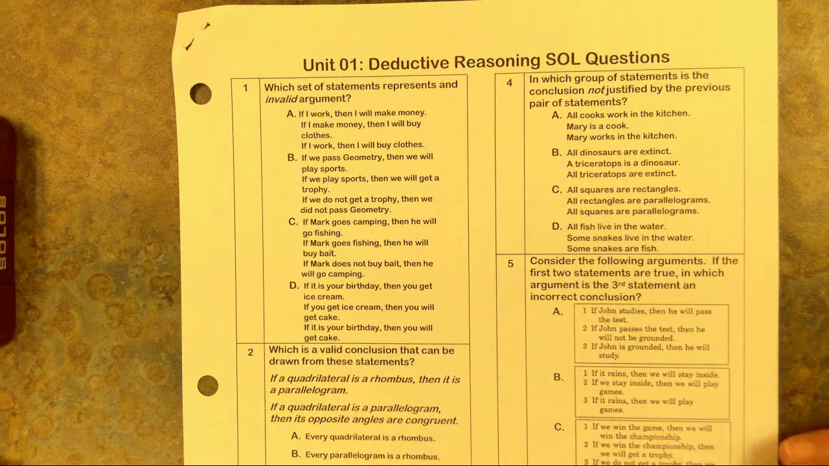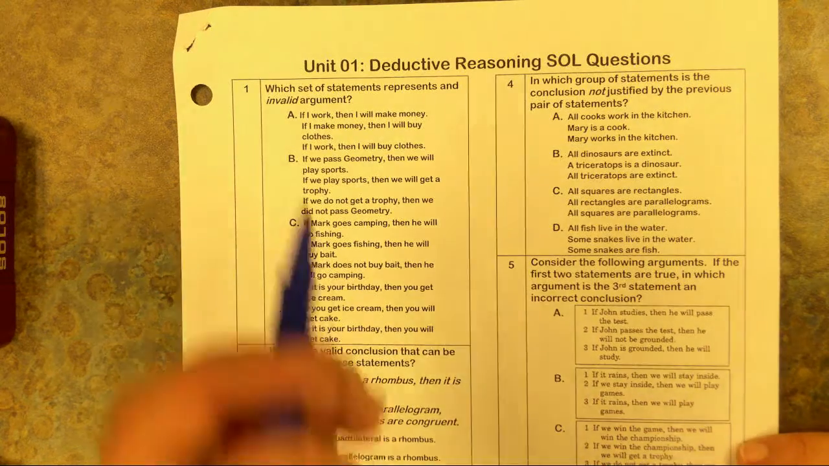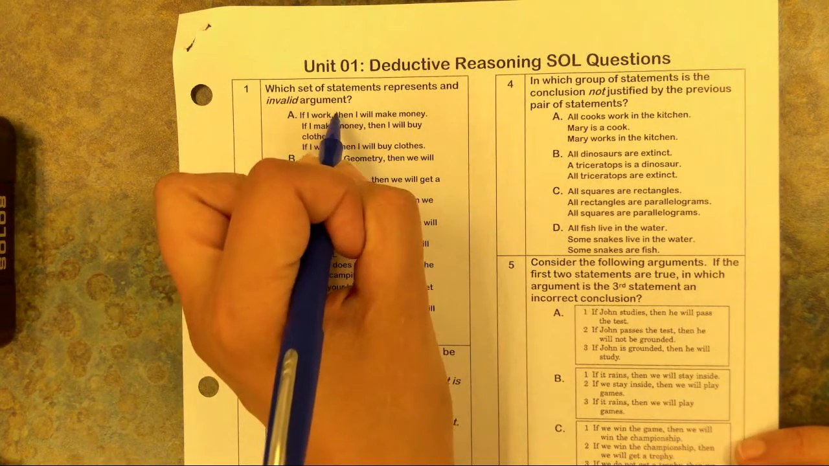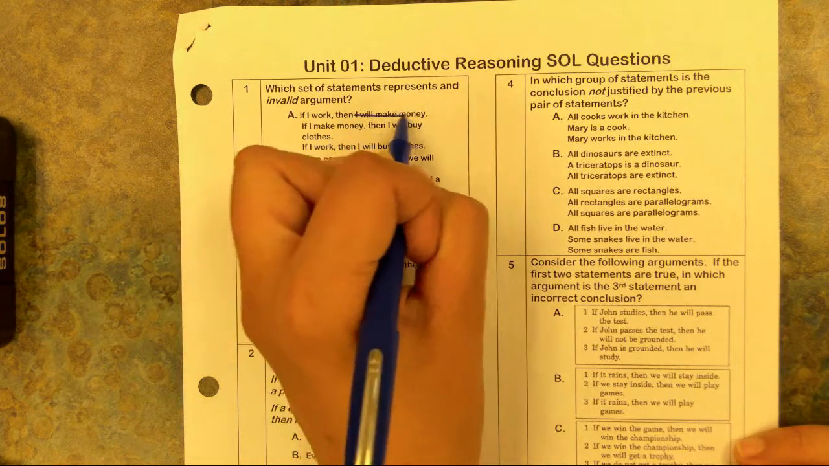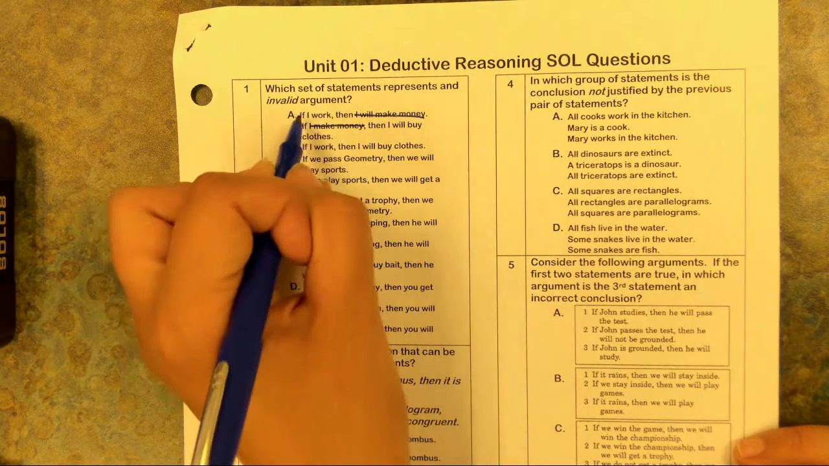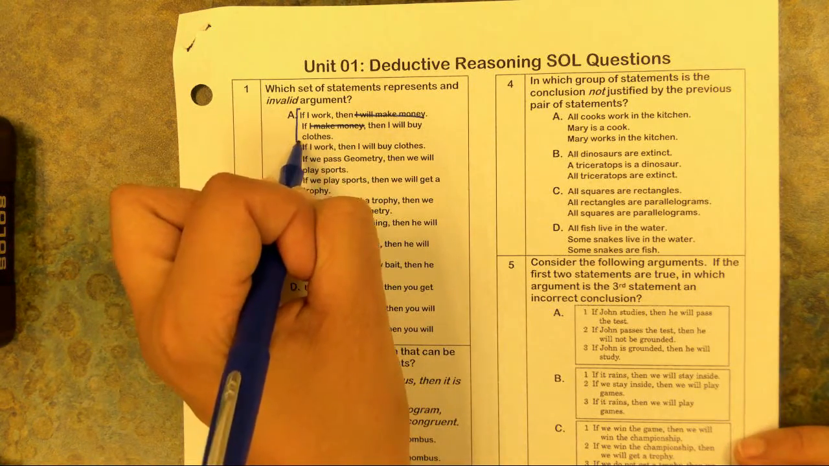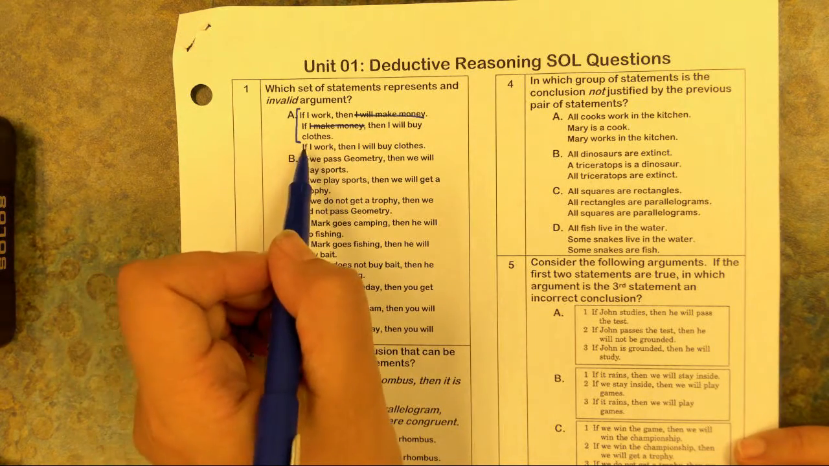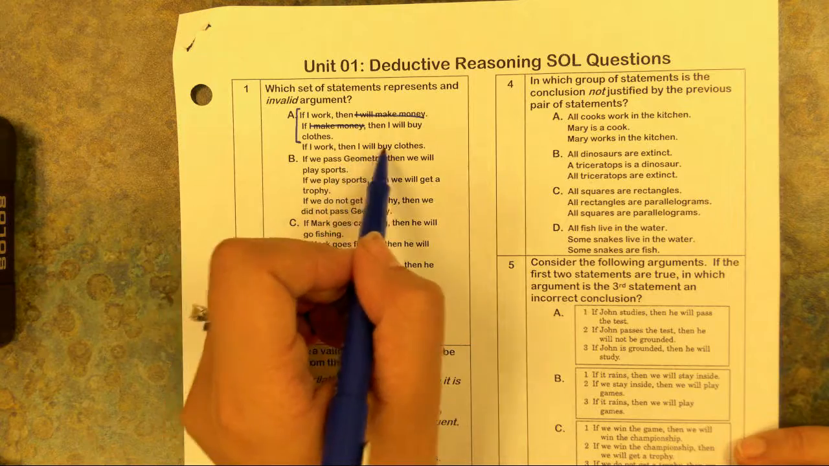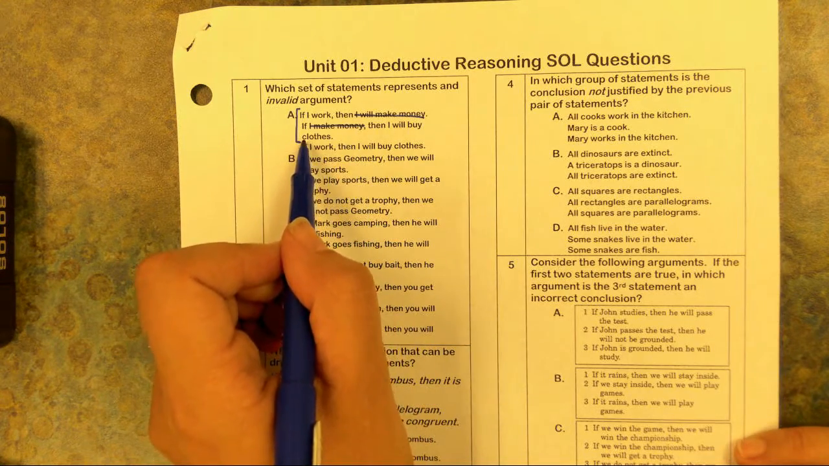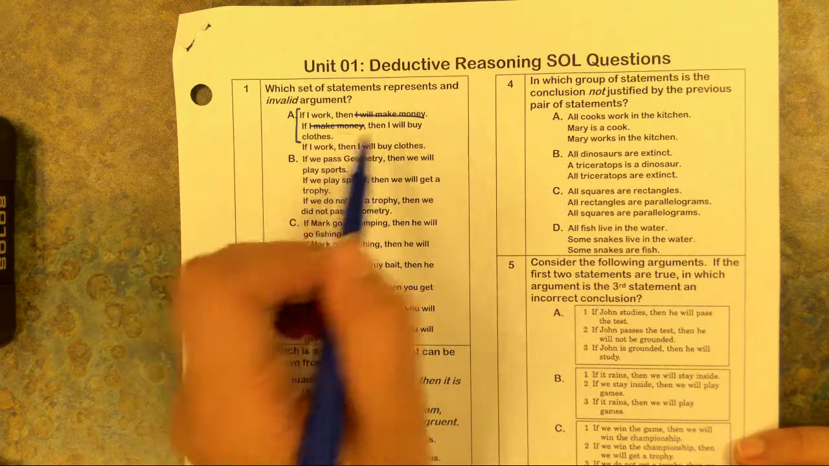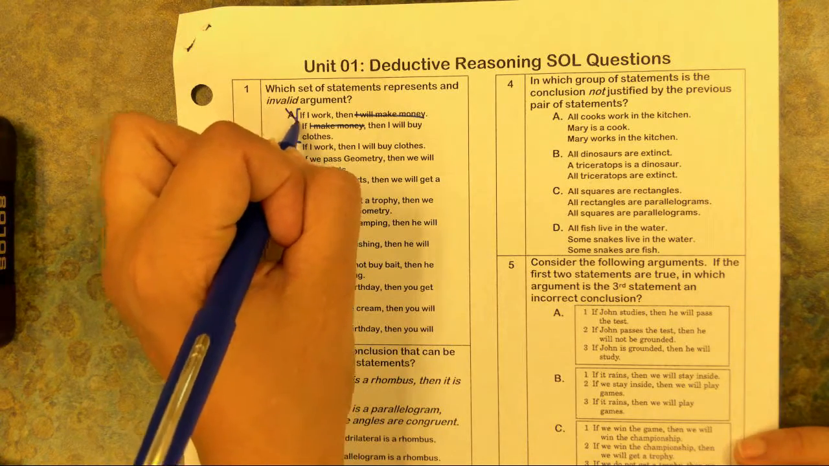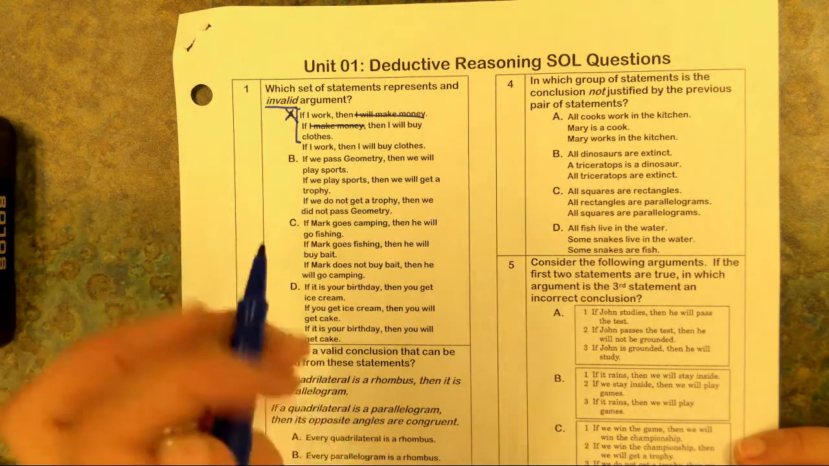If I make money, then I will buy clothes. This right here is going to use the law of syllogism. So I'm going to cross out what repeats. So this statement does technically simplify to, if I work, then I will buy clothes. Then it says, if I work, then I will buy clothes. That is going to be your final answer. So that's good. That is a valid argument, but I'm looking for an invalid argument.